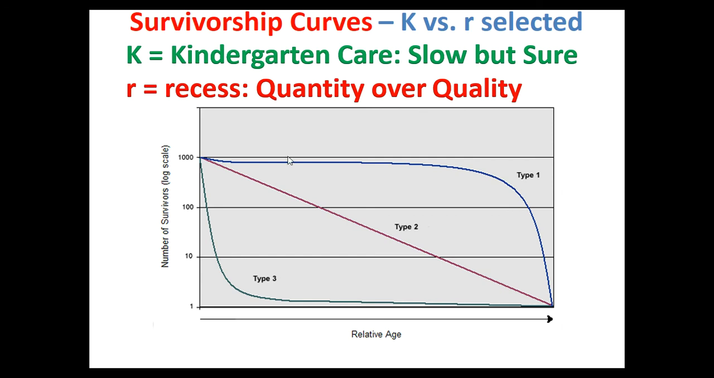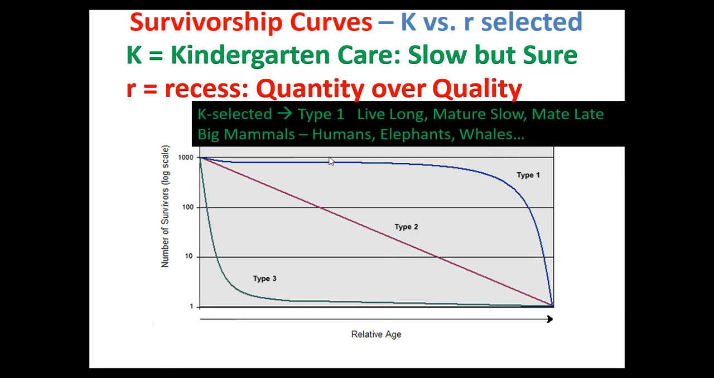So if we look at that, we can see this on curves. Type 1 species are the K-selected species. They tend to live a long time, they mature slowly, and they mate very, very late. So this would be like big mammals, like humans, elephants, whales. They're going to make a few babies, but they're going to spend a lot of energy and help to ensure that they survive. So this is quality over quantity.